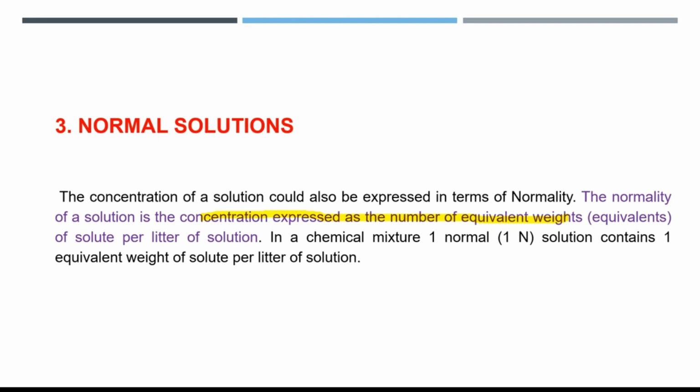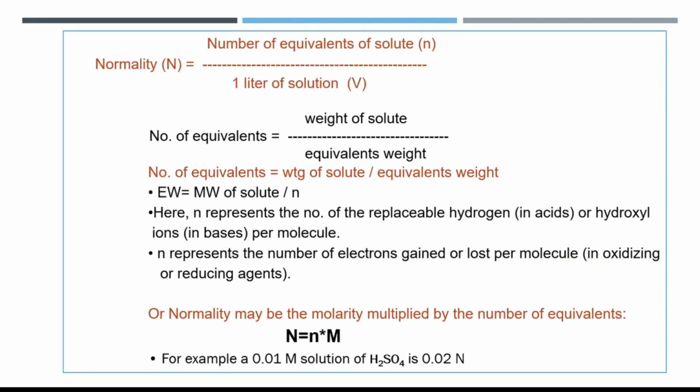Normality simplifies the calculation required for chemical concentration, and it is widely used in analytical chemistry. So in a chemical mixture, one normal solution always contains one equivalent weight of solute per liter of solution. Understood? So in normal solution preparation, we consider the equivalent weight of the solute. So now what is the formula? How will you calculate the normality of a particular solute?